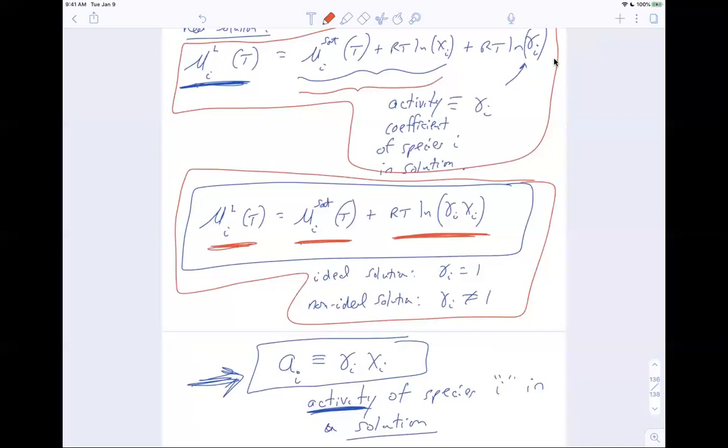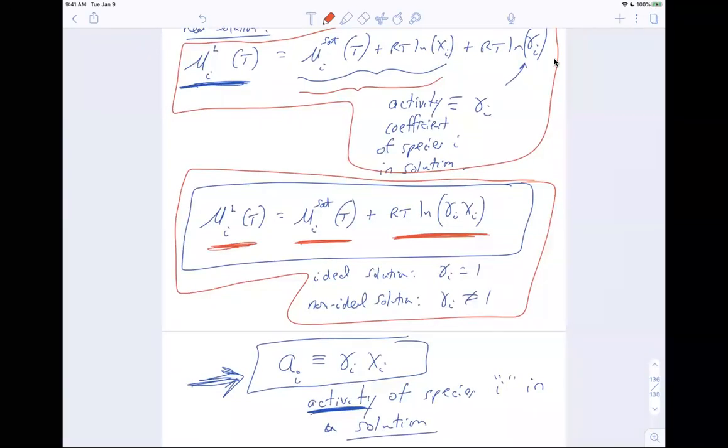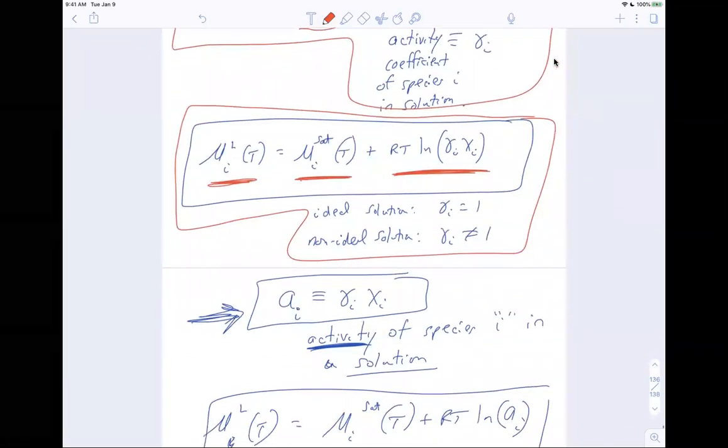Okay? And so we can define this product gamma I times X sub I to be the activity of species I in solution. And so this is a definition. And in fact, if you want to be consistent, we can say that this is gamma I X sub I in the system of interest divided by X sub I in your reference state. And if you take the reference state to be pure I, then X sub I has to be 1. Okay. And so this is an important thing to keep in mind, this ratio.